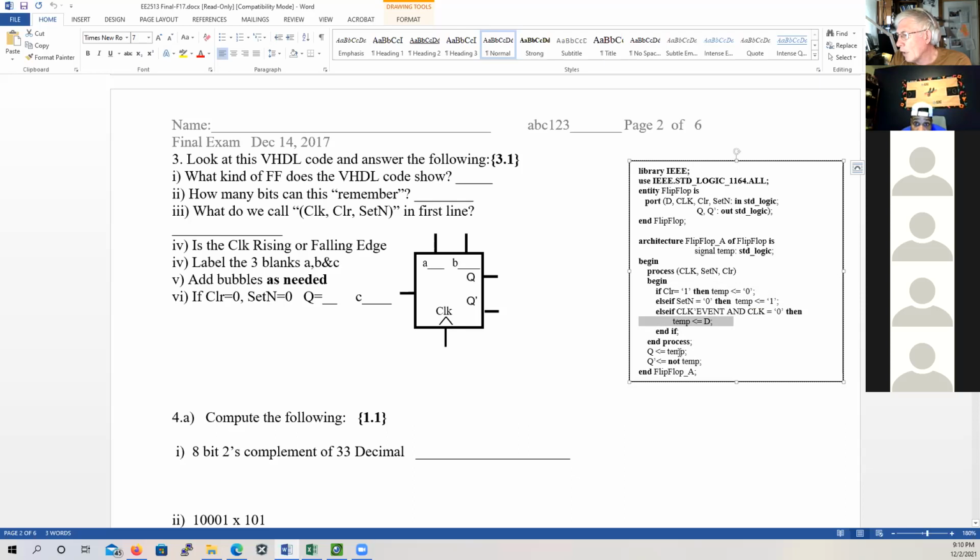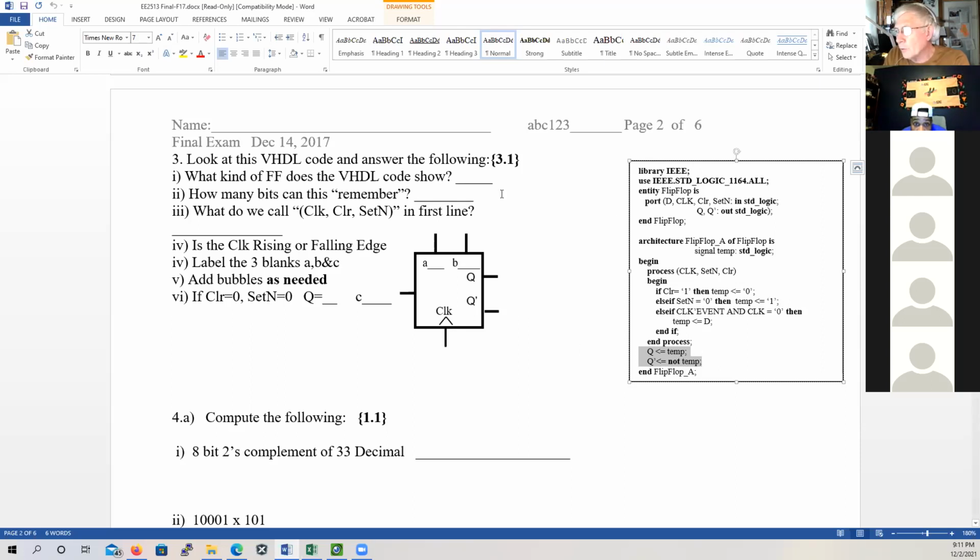And then outside of this, we have continuous assignments, just like in Verilog, where anytime the right side changes, the left side is updated. So temp changes in this process block, and so we update Q. And we update Q as temp, and then Q prime is updated as not temp. And in VHDL, we don't use the ampersand or the tilde. We use the word not. So it's just a little different.